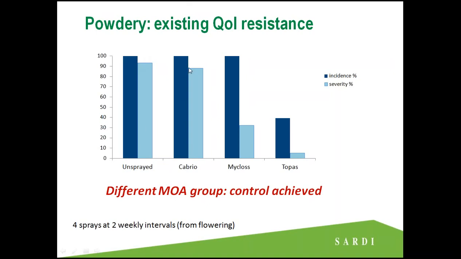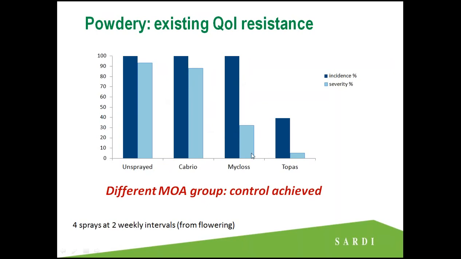Sprayed with Cabrio, pretty much the same, no difference. So Cabrio here is ineffective. And what we can take from this is that QI resistance was there, it's been there for a long time, and it's still there. The literature says that QI resistance takes perhaps maybe 10 years to reverse. We don't really know, I think, but this does show that Cabrio resistance, or QI resistance, was still there, loud and strong.